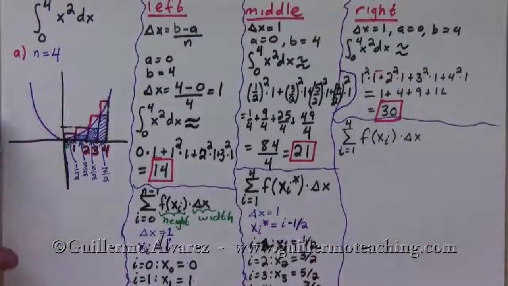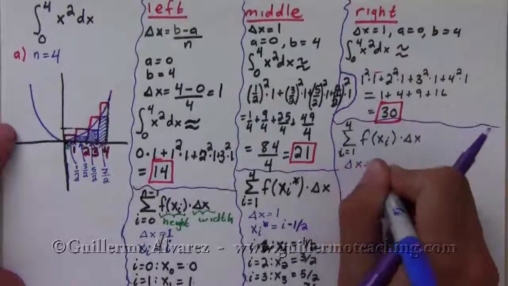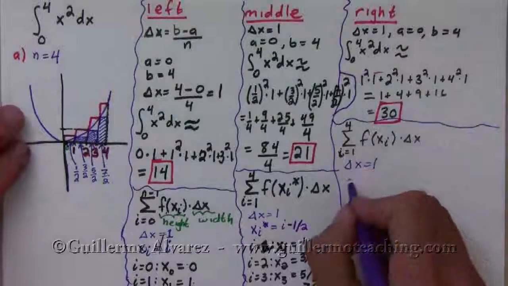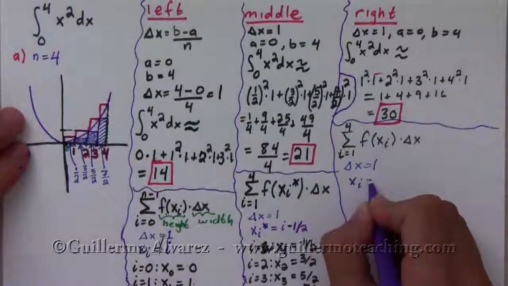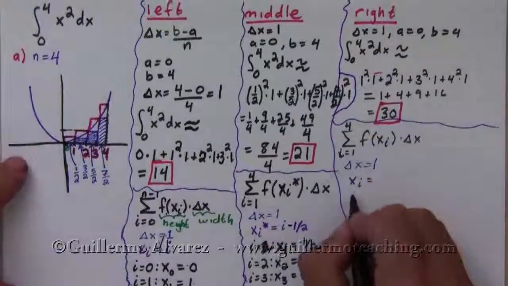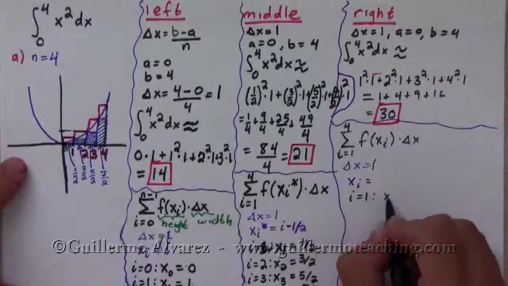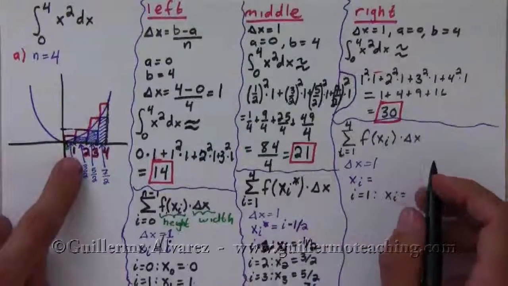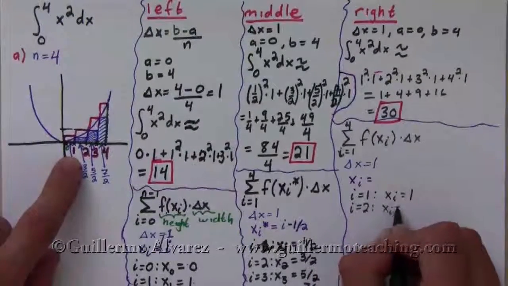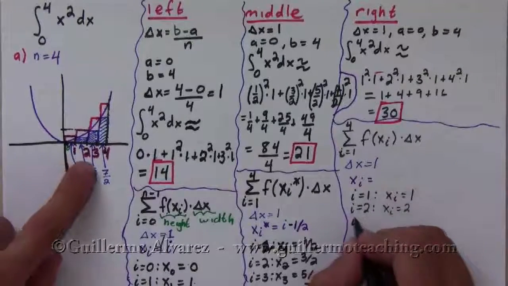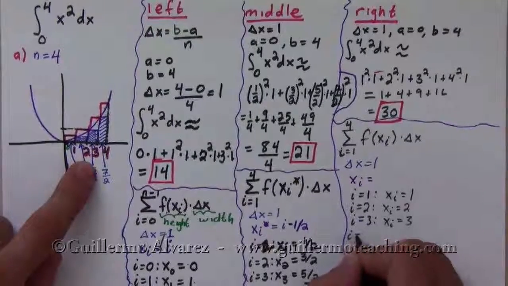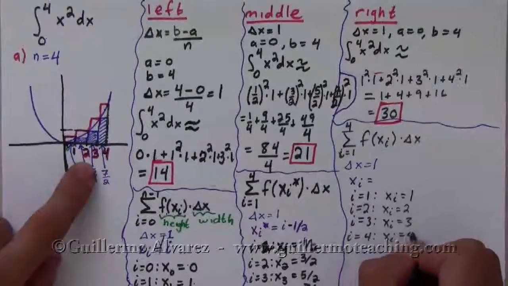And then here we're going to go from 1 to 4. And so the same thing, delta x is going to equal 1 still. We already know that. And we want to figure out an expression for x sub i. Well, this is actually a lot easier than it looks. When i is equal to 1, x sub i is equal to, that's the first value that I evaluated at, which is 1. When i is equal to 2, x sub i is going to equal 2. When i is equal to 3, x sub i is equal to 3. And when i is equal to 4, x sub i is equal to 4.